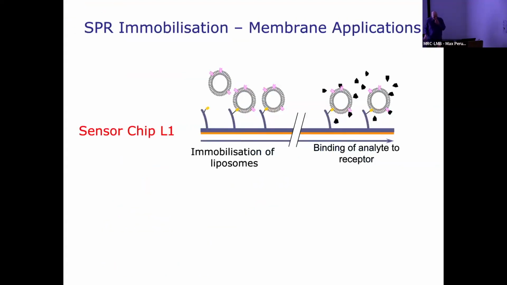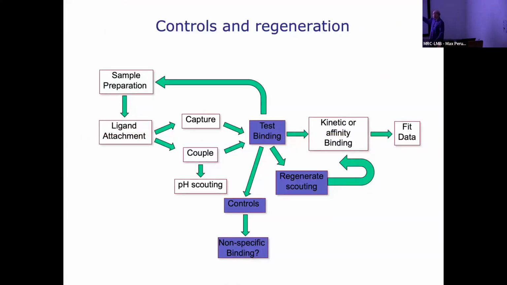For specialist things, if you've got membranes, they used to make a hydrophobic chip, but I think that's going out of service. So now if you're looking at membranes, you need to make vesicles, and on this L1 chip, it will capture vesicles. Then you can look at things binding onto the surface of the vesicles, or binding onto proteins that are embedded in the vesicles. Okay, so we've got capture, we're going to do some controls to check for non-specific binding, and we might have to then regenerate.